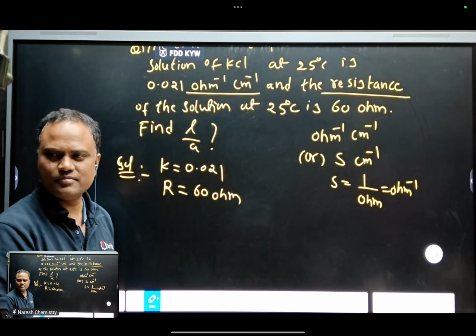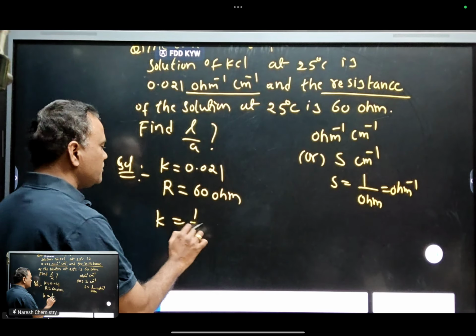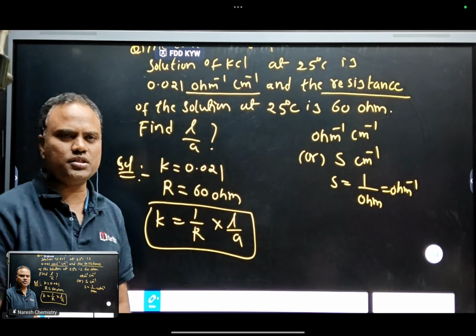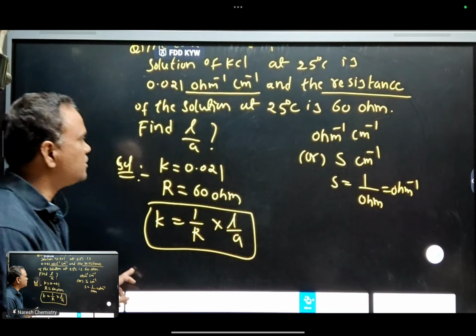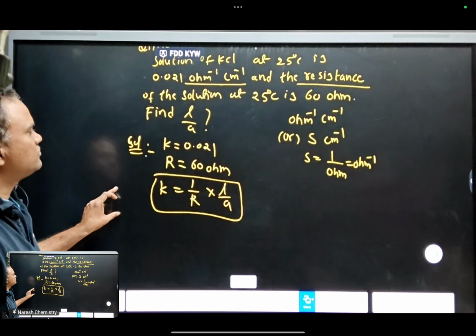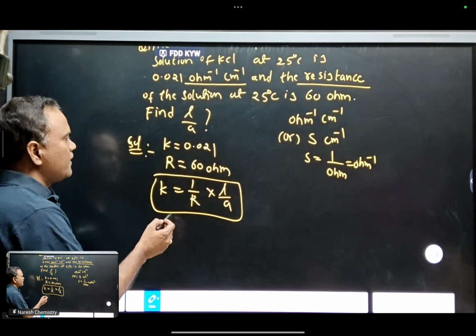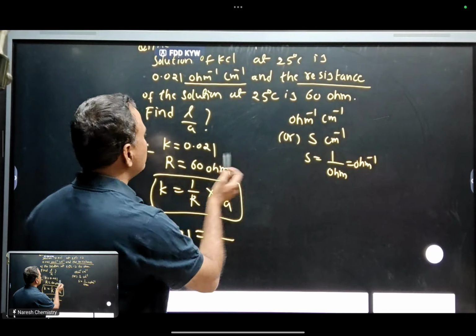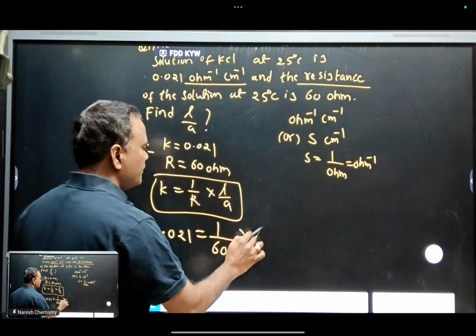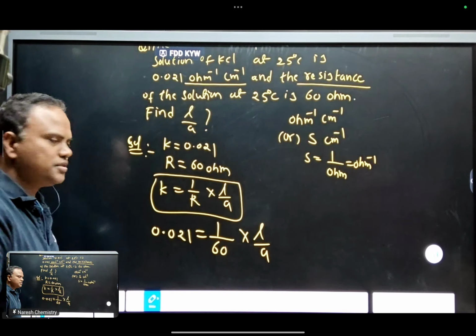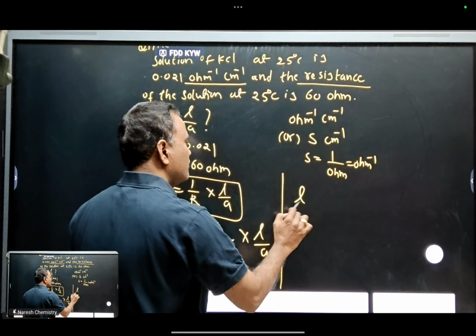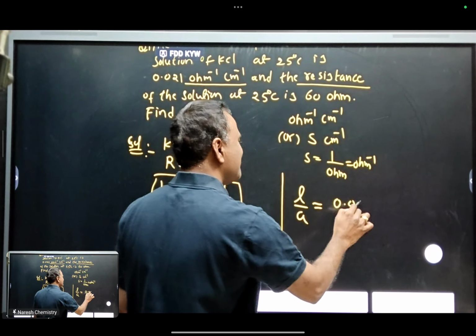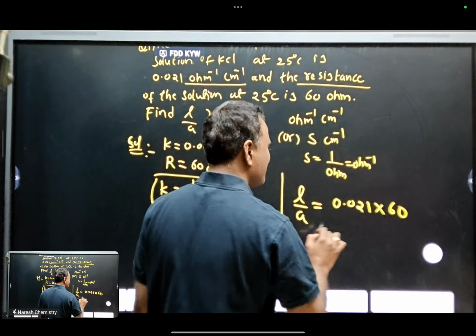Formula, but K is equal to 1 by R. Direct question. 1 by R into L by A. Substitute and tell me L by A. Cell constant is L by A. Priyanka, simplify and say the value. K value is 0.021. 1 by resistance, how much given? Here 60. L by A, we have to find L by A. Send 60 this side. Very big simplification. 0.021 into 60.